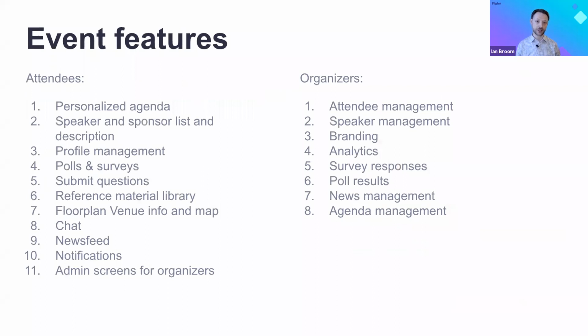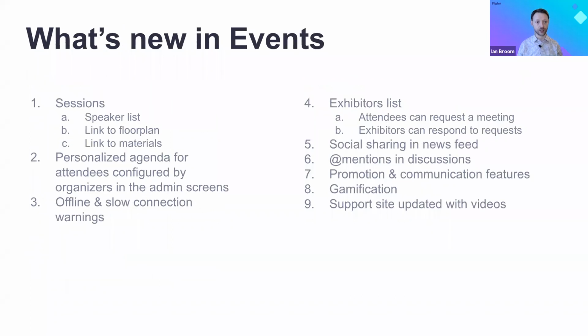So the feature set is pretty extensive. For attendees, it includes agenda, speaker list, sponsor list, or exhibitor list, as a lot of our customers prefer to call it. It includes polls, surveys, the ability to submit questions, access reference material, floor plans, chat, newsfeed, notifications, etc. And organizers are able to manage all of these features from either inside Fliplet Studio or directly in the app itself. So what have we recently changed?